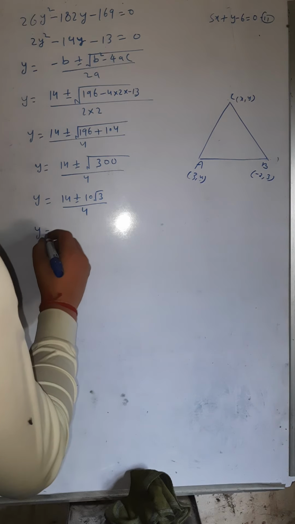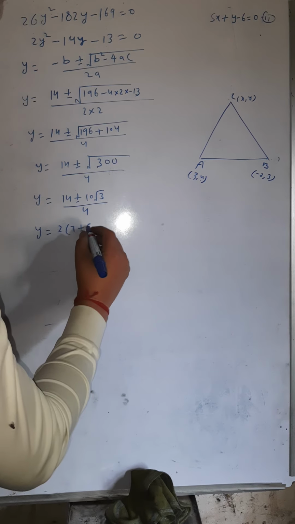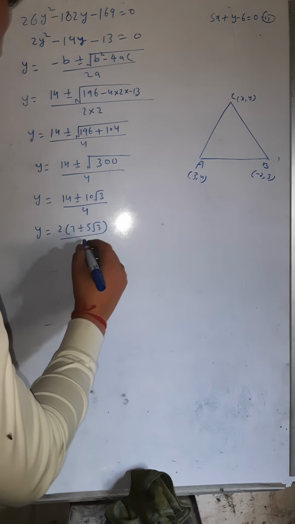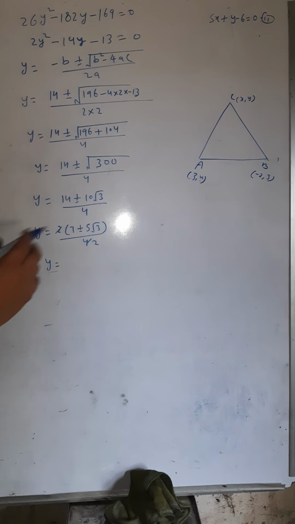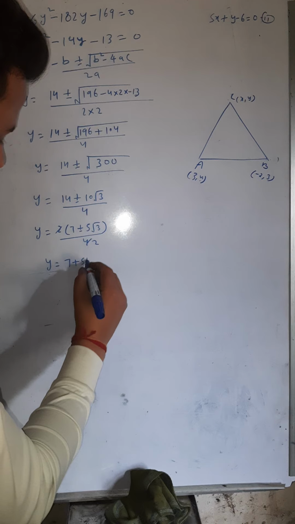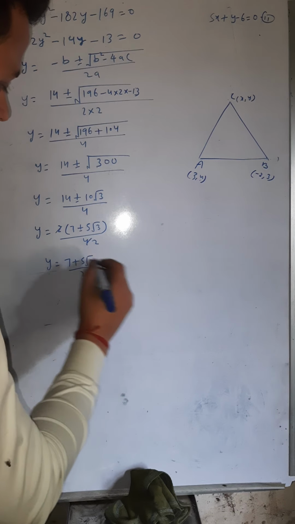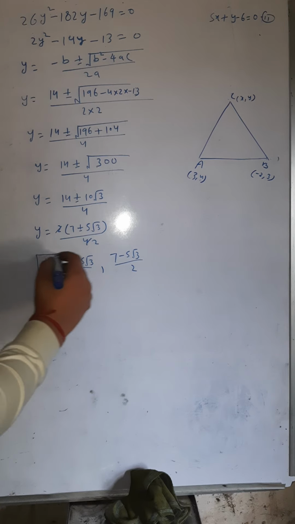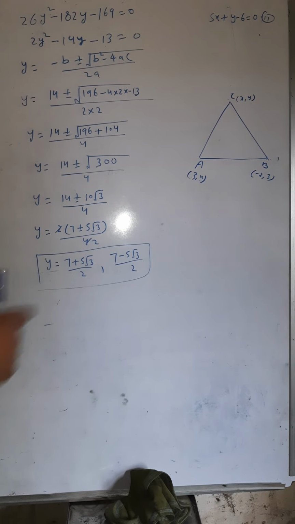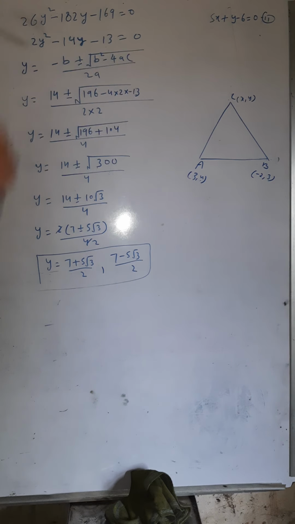So the value of y will be, if you take 2 common, 2 times 7 is 14, plus minus 2 times 5 is 10, divided by 4, and 2 times 2 is 4. So the value of y will be: if you take plus, 7 plus 5 under root 3 by 2. If you take minus, 7 minus 5 under root 3 by 2. So these are the two values of y. Now one by one we will put these values of y in equation number 2, which I have written here.